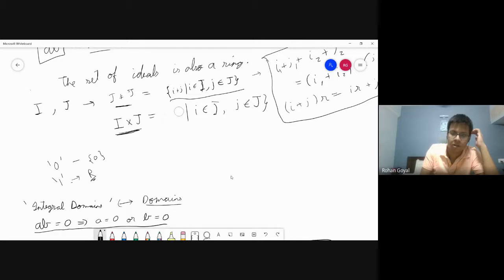For IJ, we want it to be an ideal. So we define it as I1 J1 plus I2 J2 plus dot dot dot, some In Jn, where Ik is in I, Jk is in J, and n is a natural number.